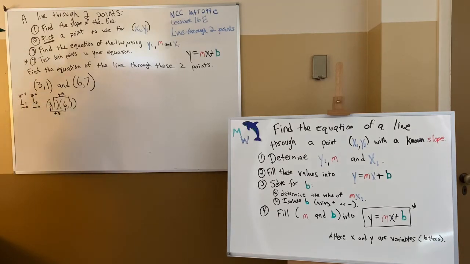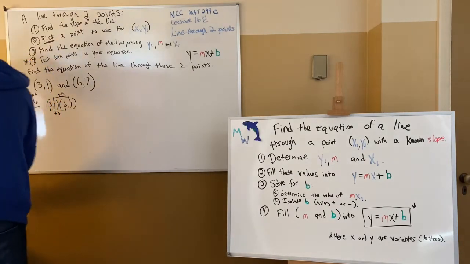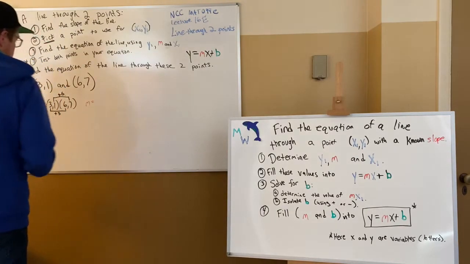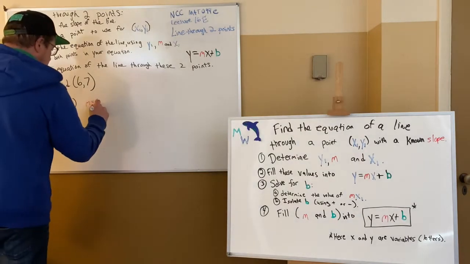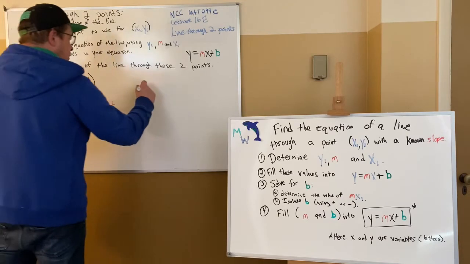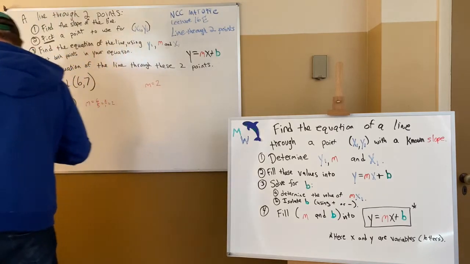I already knew they were both going uphill, so my m is equal to 6 over 3, just 2 over 1, which equals 2. So now I'll come over here and write up that m equals 2.